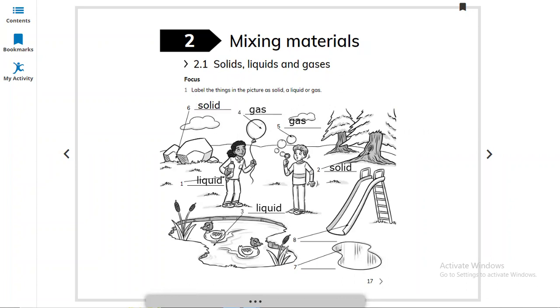Number 7, water in puddles, or you can say water and puddle. So this one is liquid. And number 8, it's a slide, a metal slide. So it's a solid material. Let's move to the next page, page 18.